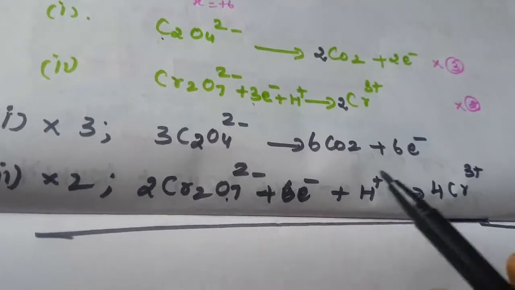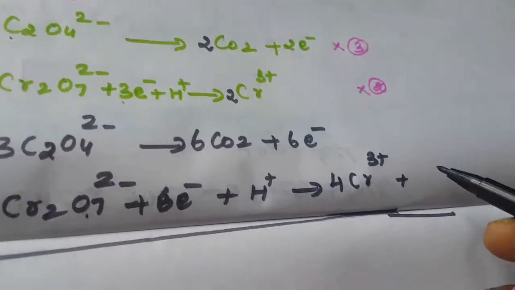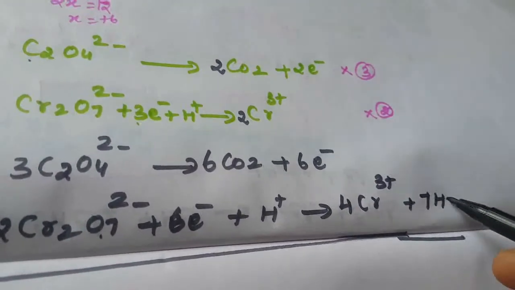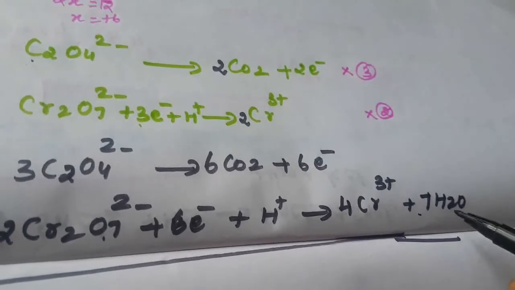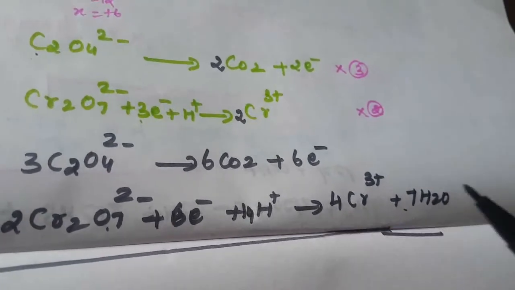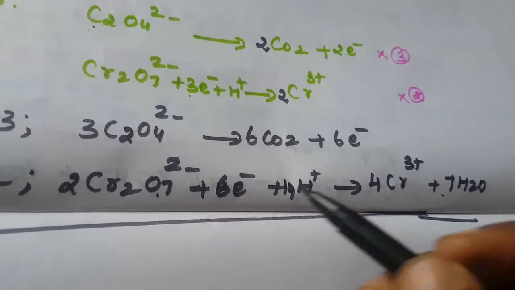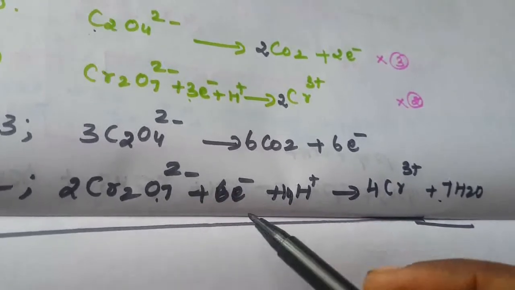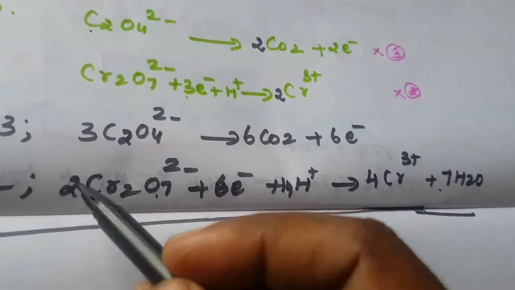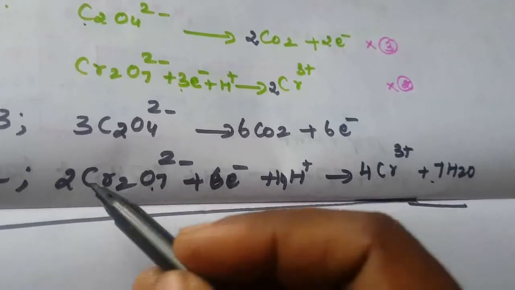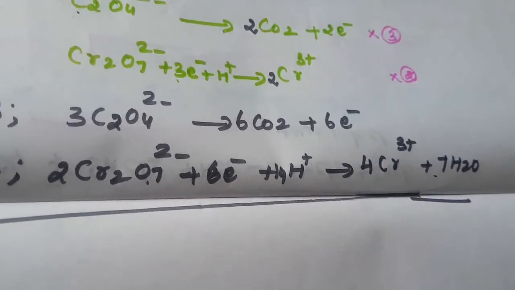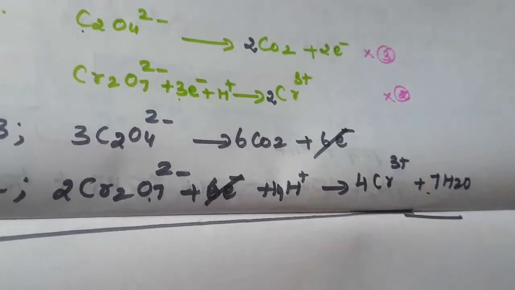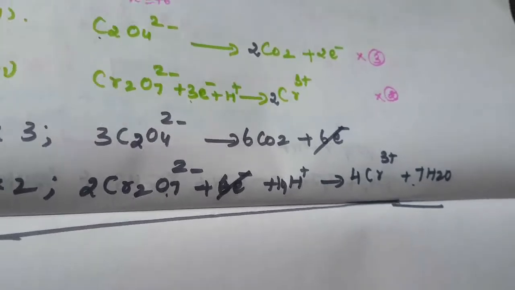Here 7 atoms of oxygen are there, so you are adding 7 molecules of water, right? 7 molecules of water gives 14 hydrogen. I am writing here 14 H plus, right? C2O4, here C2O4, Cr2O7, then you are balancing the charge, you can do it easily. Here 6 electrons will be cancelled. So finally you add that equation.